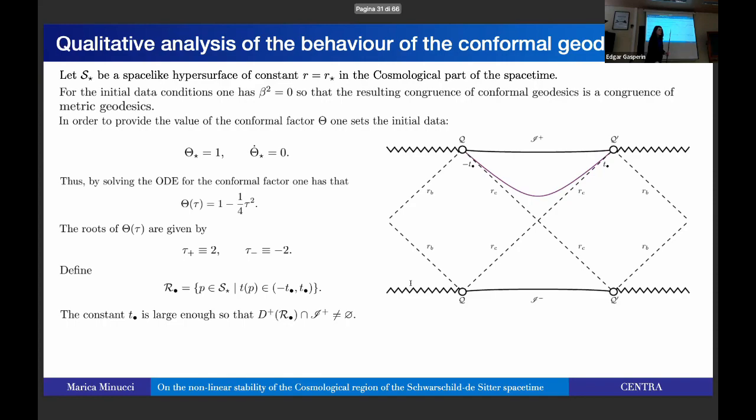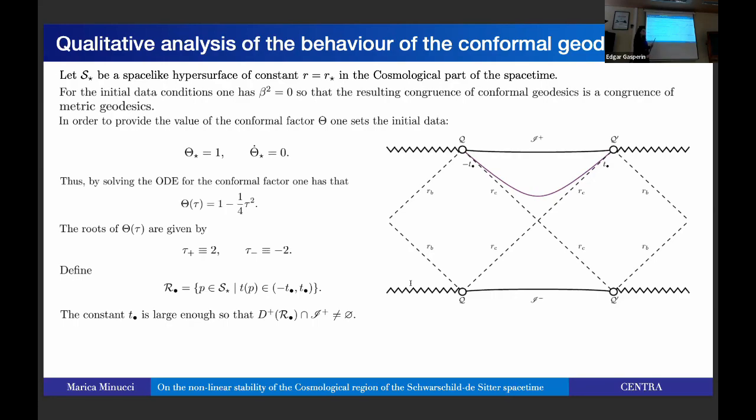Now, when studying the behavior of the geodesics, since, as I said, we want to exclude this point, what we need to do is to perform a surgery on our initial hypersurface, and then to cut it in correspondence to two values of the time, minus t bullet and t bullet. So from now on, I will denote this part of the hypersurface, R bullet, as being the one contained in between minus t bullet and t bullet.